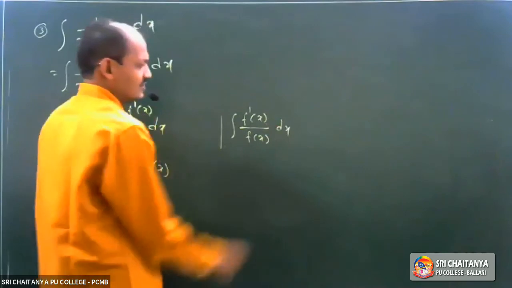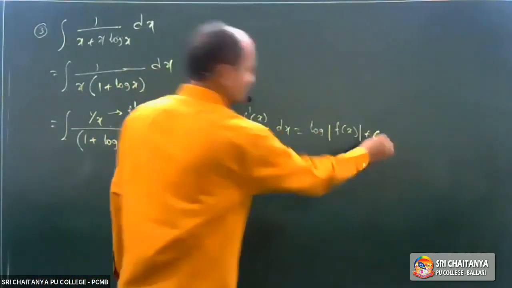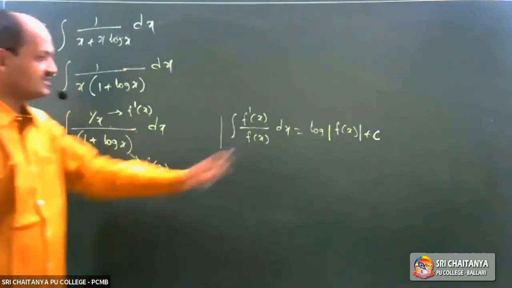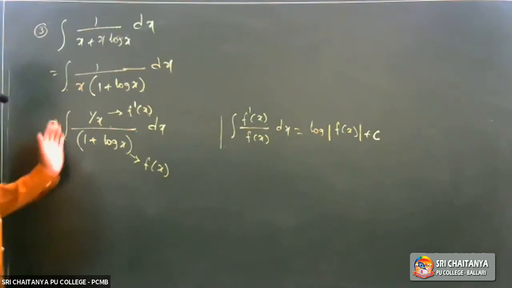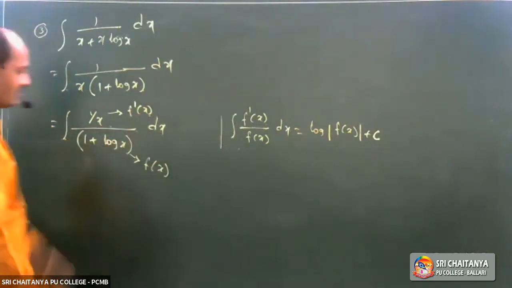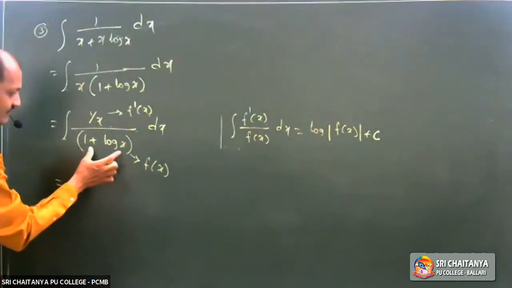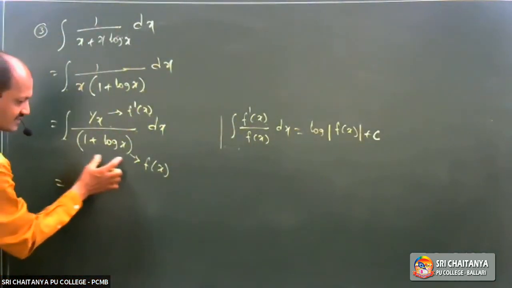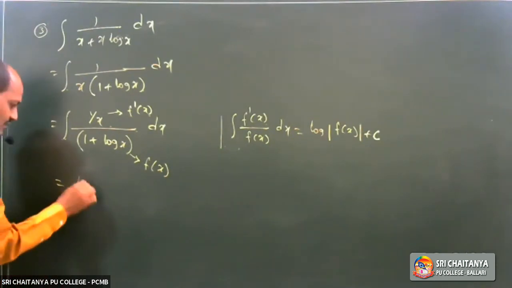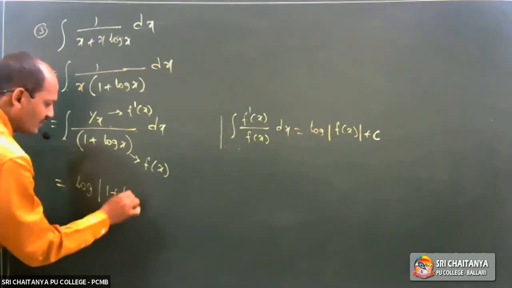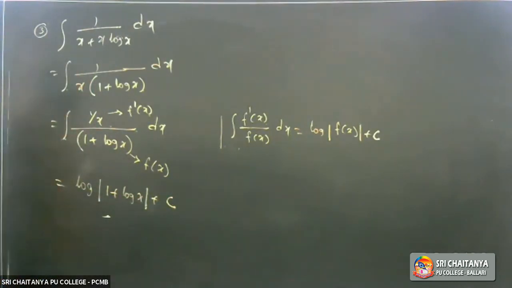Third property: log mod f of x. By using this property, the derivative of 1 plus log x is 1 by x. Now, this is in the form f dash of x by f of x. Formula: log mod f of x. What about f of x? This 1 plus log x is considered f of x. So the answer is log mod 1 plus log x plus c. Write it down.